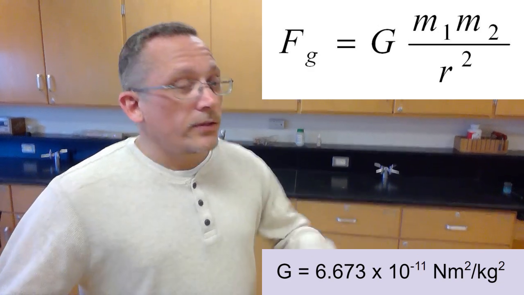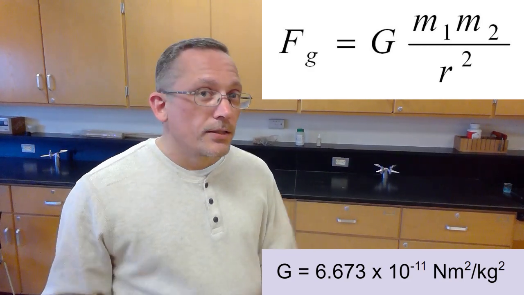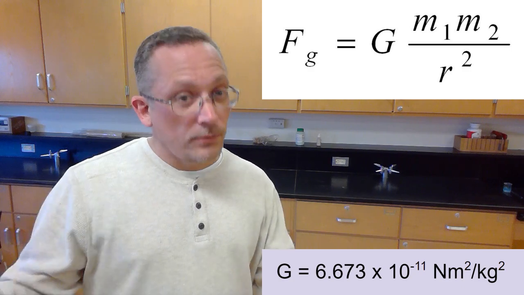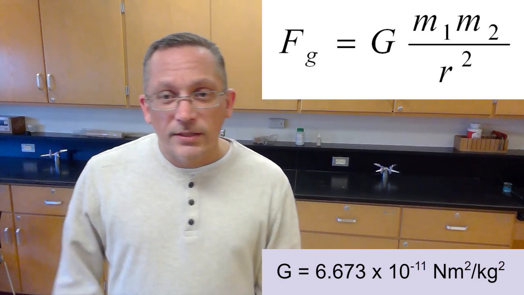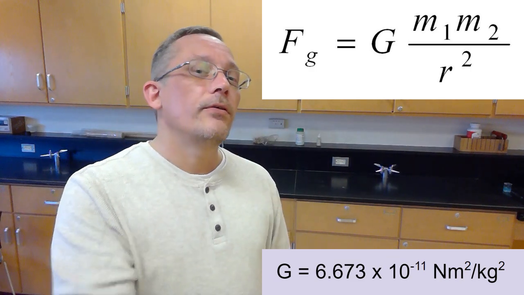So we can calculate the force of gravity. It's really not that tough. All we have to do is take that G times the two masses divided by the distance between the objects' centers squared. It's really not that tough. I have on occasion had students get confused because the G in the equation is in front of the fraction.